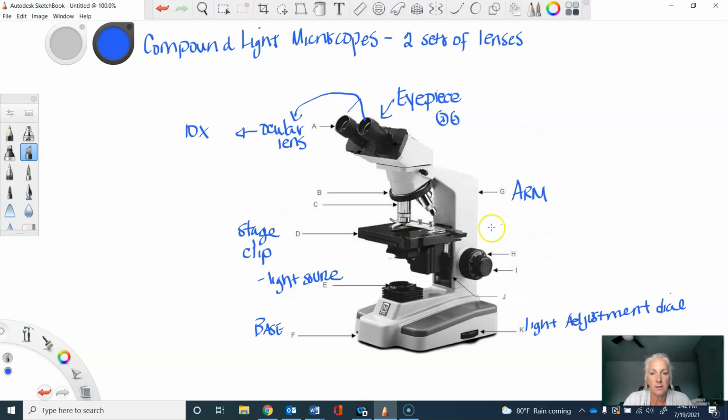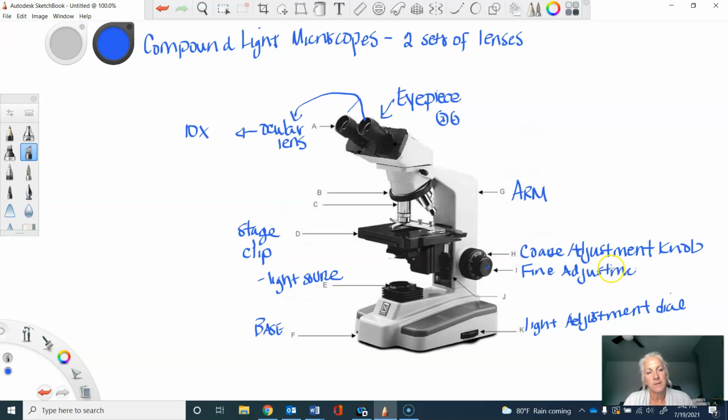All right, over here at H, you can see H and I are this big knob and this small knob. This large knob is the coarse adjustment knob. And it moves the stage up and down, like far. You'll be able to move it all the way up until it stops and all the way down until it stops. The knob in the center of that, or right here, is the fine adjustment knob.